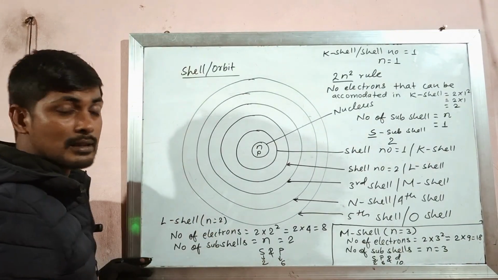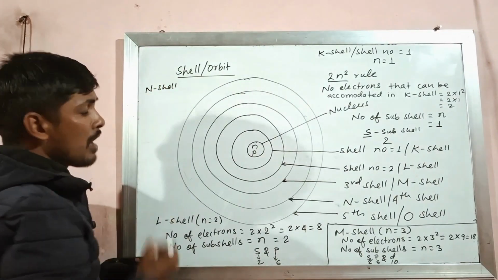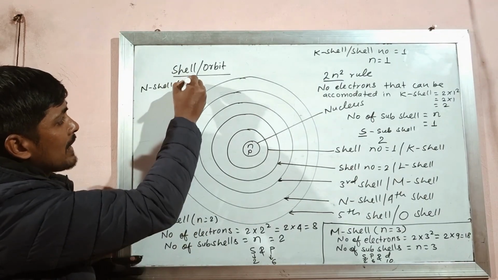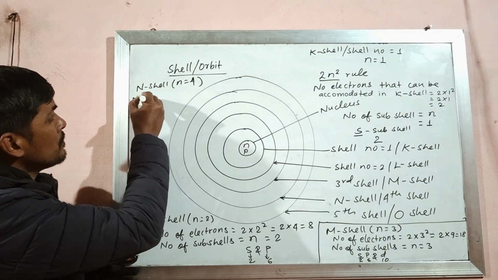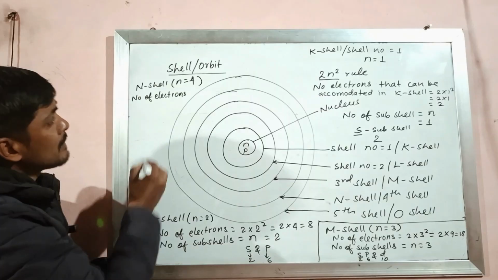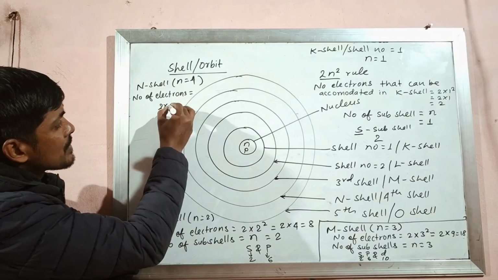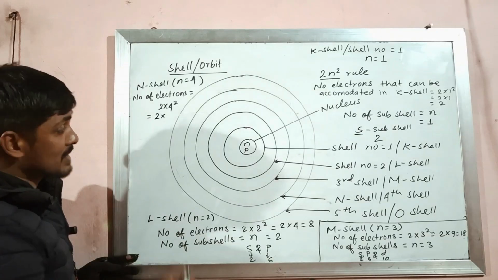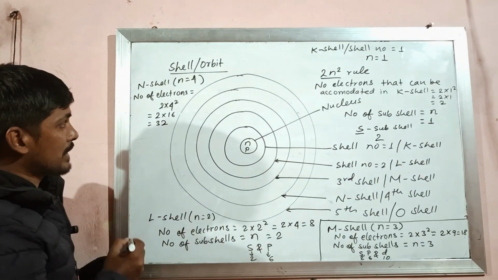Now the fourth cell is the N cell. What is the value of n in the case of the N cell? n is equal to 4 since it is the fourth cell. So the number of electrons in the N cell, that means the fourth cell, is equal to 2 into 4 square. It is equal to how much? 4 square is 16, so 2 into 16 is 32. It can hold a maximum of 32 electrons.